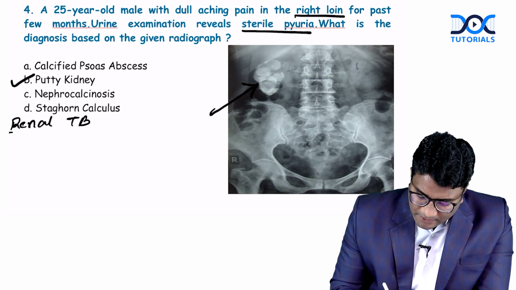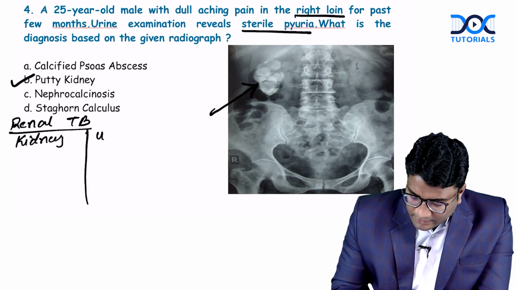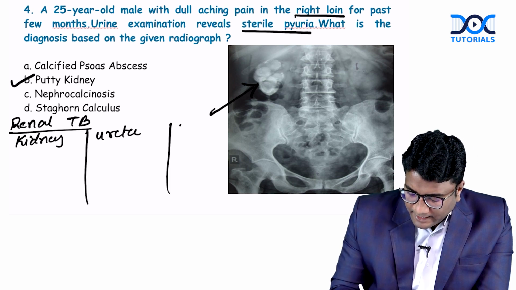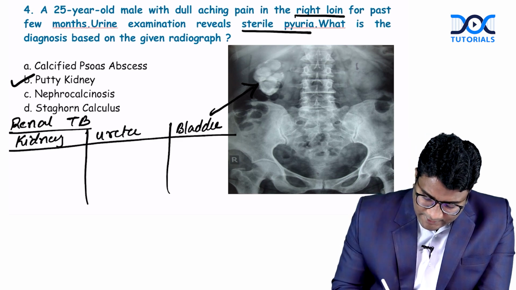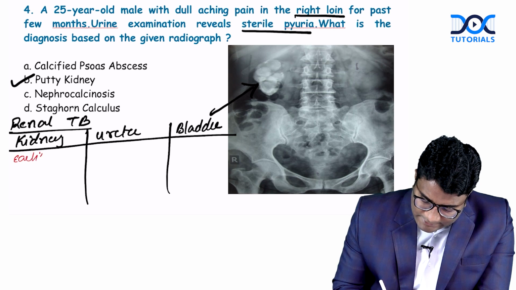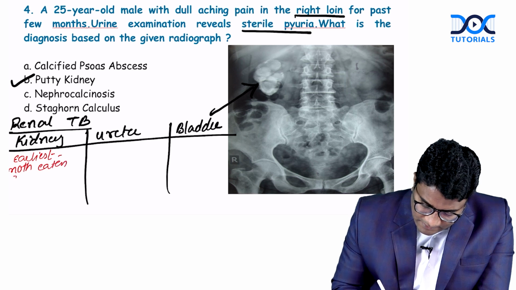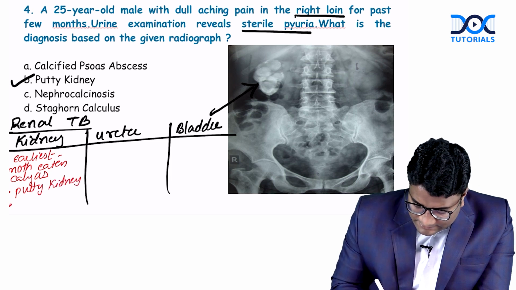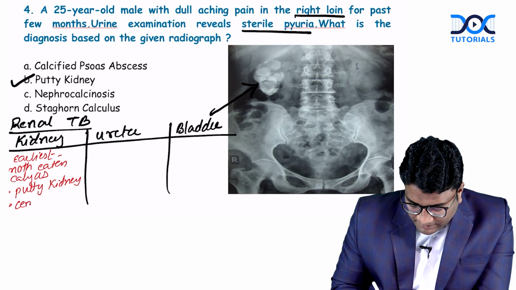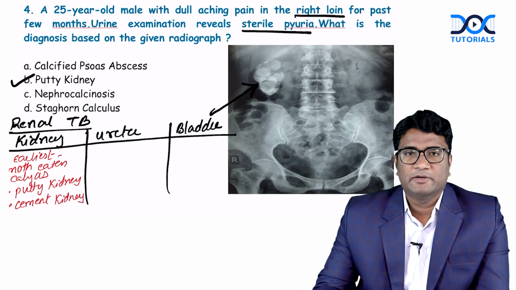In renal TB, you have some findings in the kidney, some findings in the ureter, and some findings in the bladder. In the kidney, the earliest findings are the moth-eaten calyces. You also see ground glass calcifications called putty kidney, and then you see dense calcifications called cement kidney. So, these are all seen in renal tuberculosis.